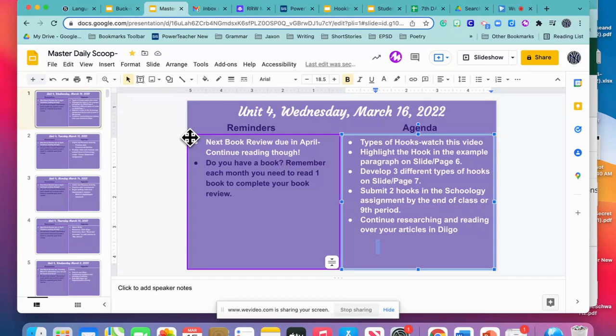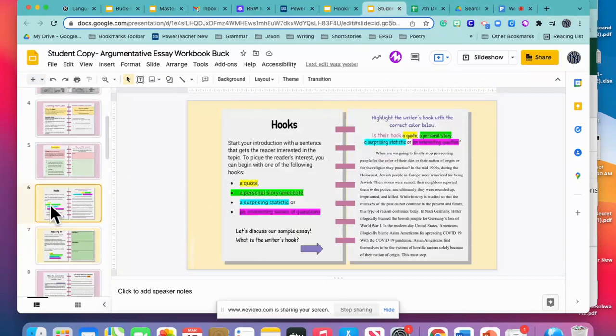Good morning. So today I'm going to go over hooks, and this is what the agenda looks like for class. So the first thing you're going to do is obviously watch this video and listen to me talk about the different types of hooks. Then you are going to go to slide 6 or page 6 in your digital or paper notebook, and I want you to identify what is the hook in the example paragraph. On this slide 6, you're going to highlight where and how much is the hook.